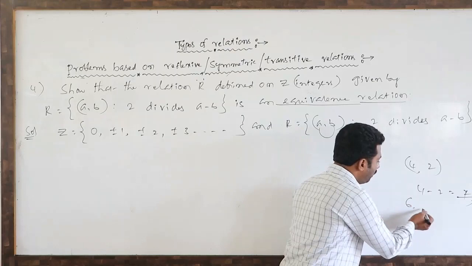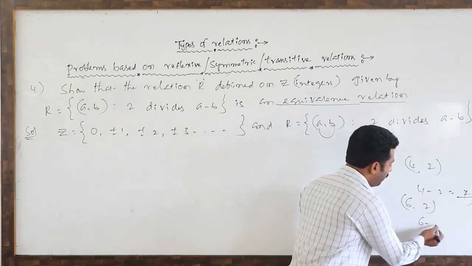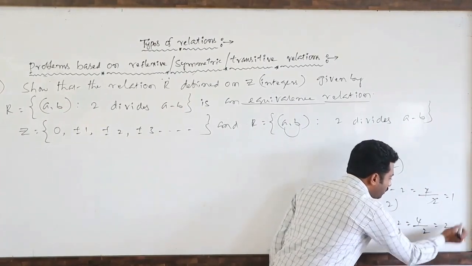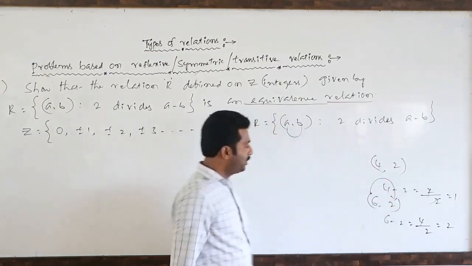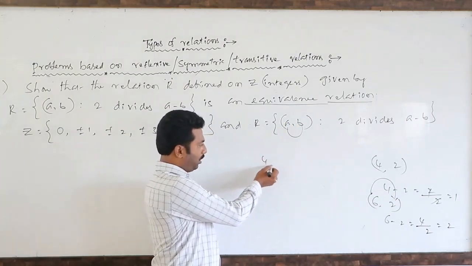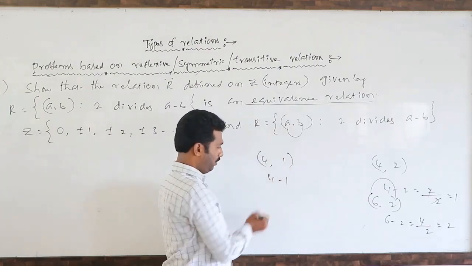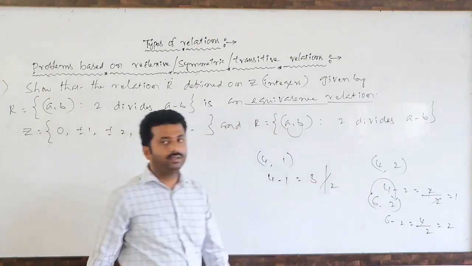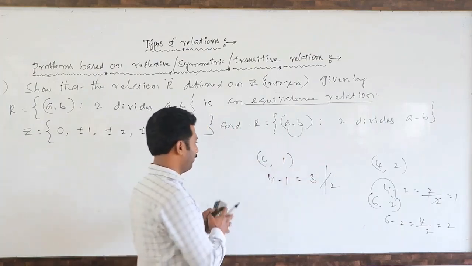Suppose I take (6,2). What is 6 minus 2? 4. Is this divisible by 2? Yes. So there is a relation between 6 and 2. For example, if I take (4,1), what is 4 minus 1? 3, which is not divisible by 2. So for (4,1) there is no relation. Next.